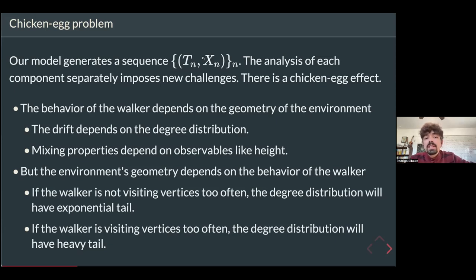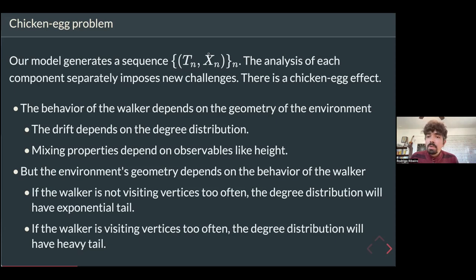So if you want to say something about the trajectory of the walker, usually the first step is, let's try to prove some rough bounds about the environment. And then you use this bound to prove something about the trajectory of the walker. And then you plug it back here to obtain some finer information about the environment. And then you use this finer information to finally obtain better results for the walker. So it's impossible to decouple these two components, right? So this imposes some technical challenges.